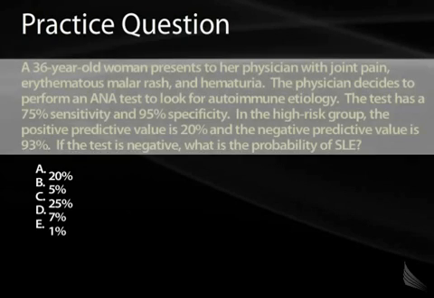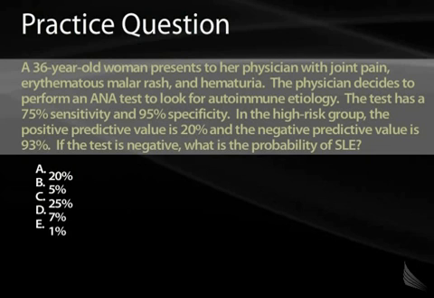Practice question. A 36-year-old woman presents to her physician with joint pain, erythematous malar rash, and hematuria. The physician decides to perform an ANA test to look for autoimmune etiology. The test has a 75% sensitivity and 95% specificity. In the high-risk group, the PPV is 20% and the NPV is 93%. If the test is negative, what is the probability of SLE?